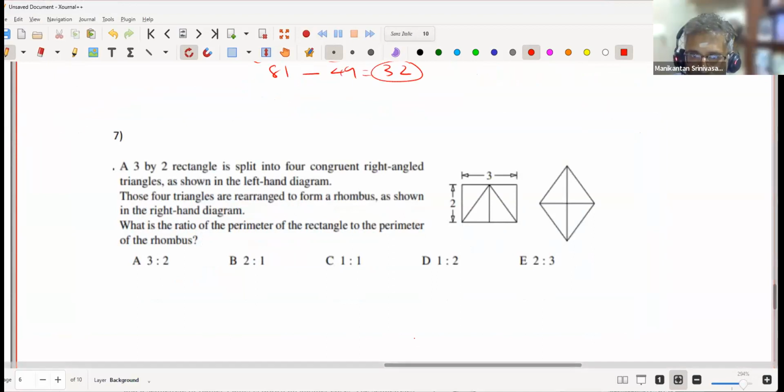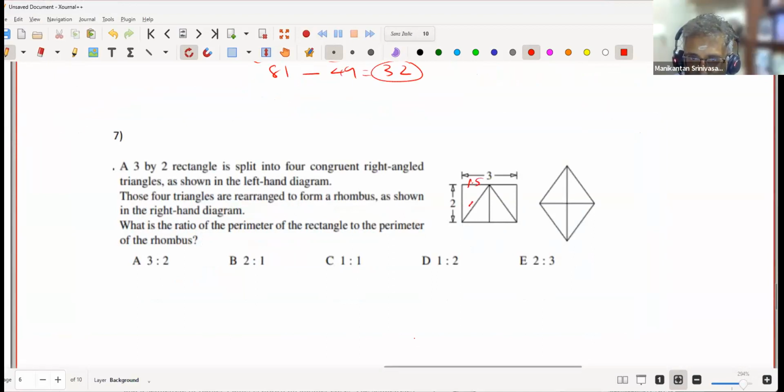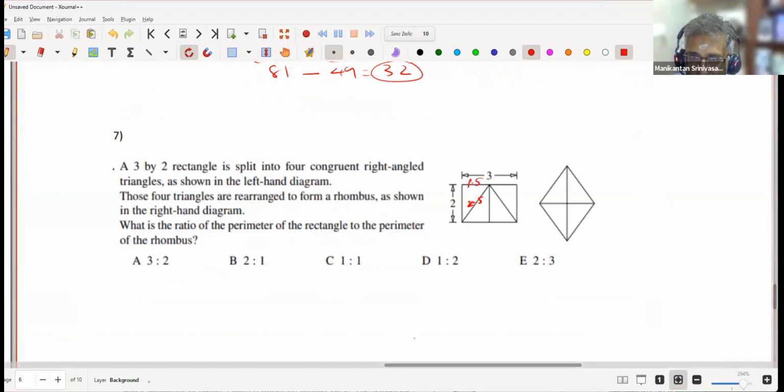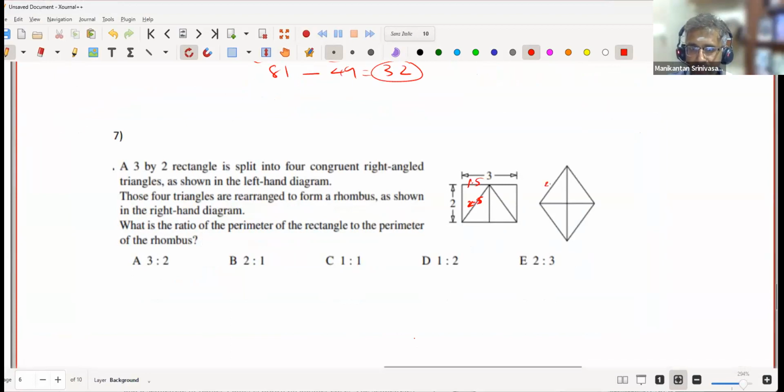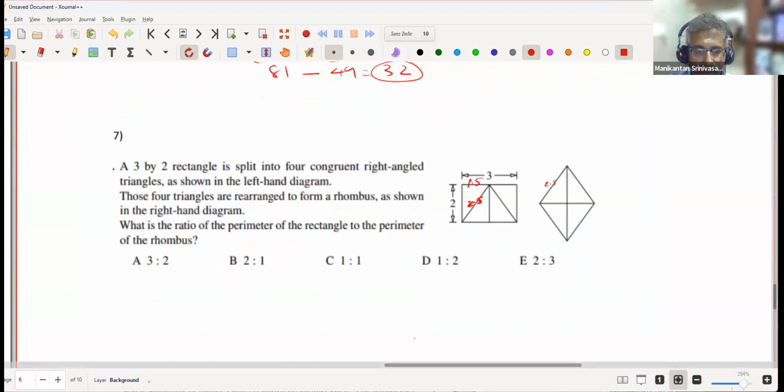So this is 1.5. This is 2. Therefore, this is 2.5 because of the 3:4:5 ratio, right? You can see the 3:4:5 ratio at work. Therefore, the perimeter is the same, 10, for both cases. Okay, that was question 7.